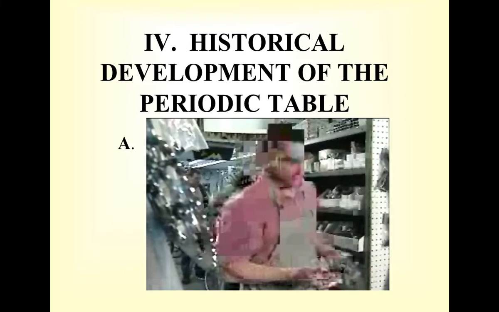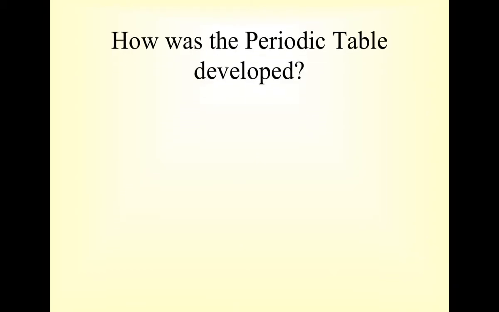Okay, so let's take a look at how the periodic table was developed. And it actually kind of mirrors the development of the atomic model that we looked at earlier this semester. Very much like the atomic model, the periodic table wasn't done just by one person. It was actually done by many scientists.